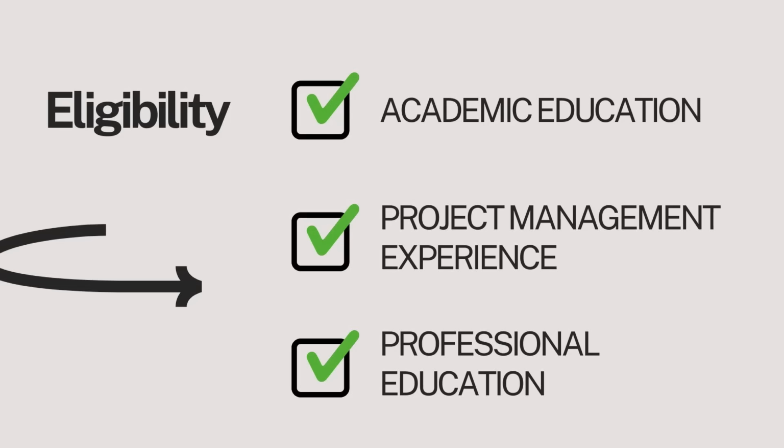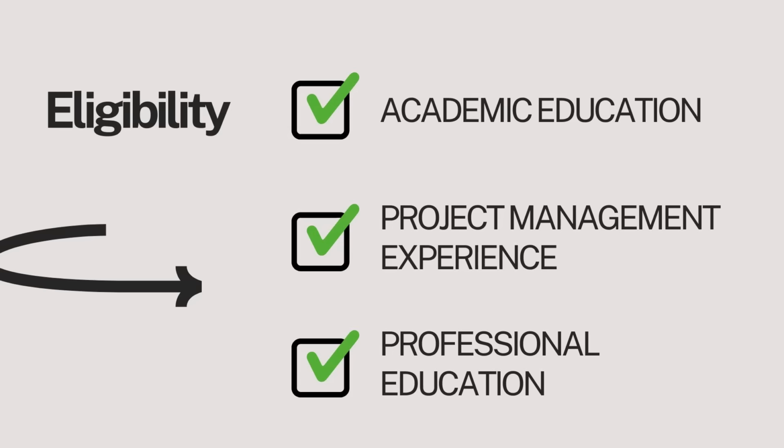Now, let's talk about the eligibility requirements. There are three main criteria to qualify for the PMP exam. If you are already aware of the eligibility requirements, then you can skip this part. If you want to learn about the eligibility requirements in detail, then I have a dedicated video for this. The video link is in the description. The first is your educational background. You must have a diploma, a bachelor degree, or a master degree.